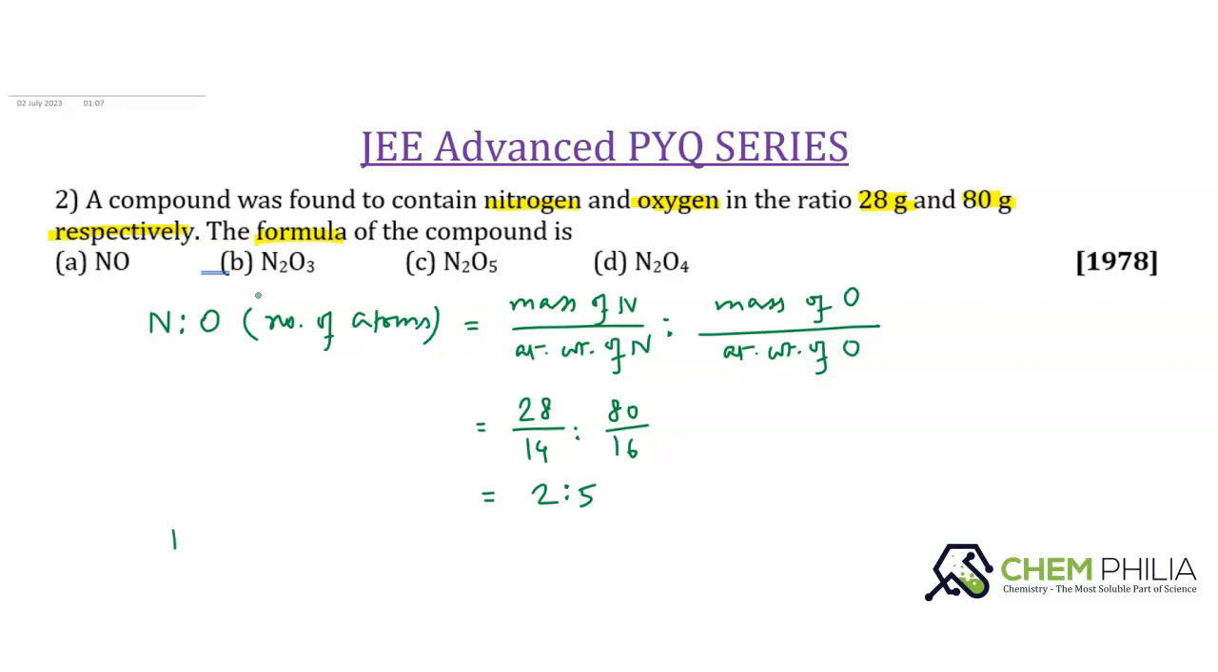2 is to 5 means the formula will be N2O5. So if N2O5 is the correct option, that means option C is the answer. Option C is the answer. Clear? So I think you have understood this question.